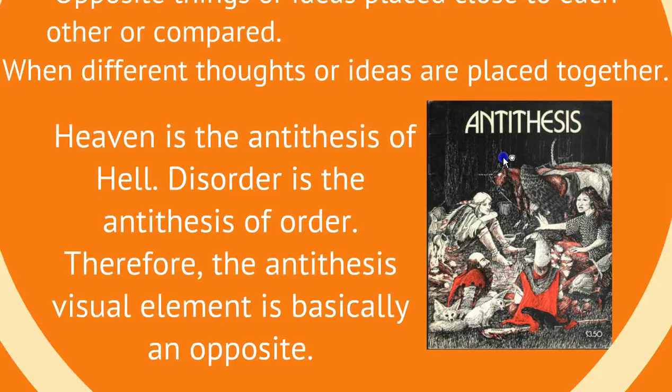So, for example, here, heaven is the antithesis of hell. Disorder is the antithesis of order. Therefore, the antithesis visual element is basically an opposite, right? So you understand this.